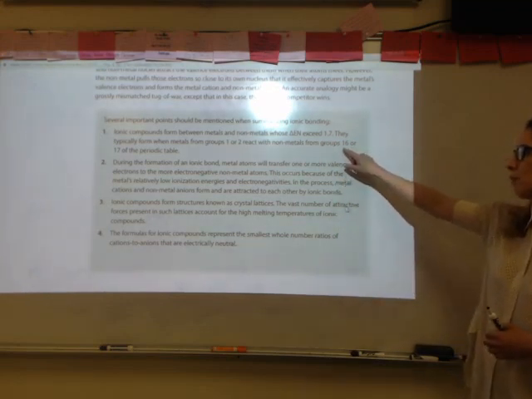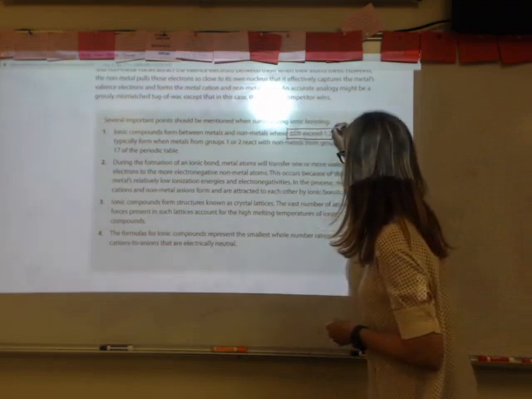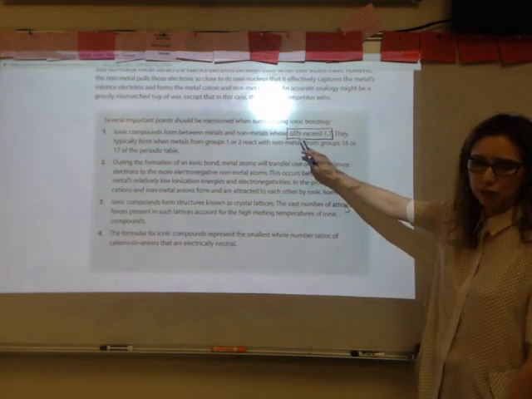Ionic compounds form between metals and nonmetals whose difference in electronegativity exceeds 1.7. So this delta EN means difference in electronegativity.